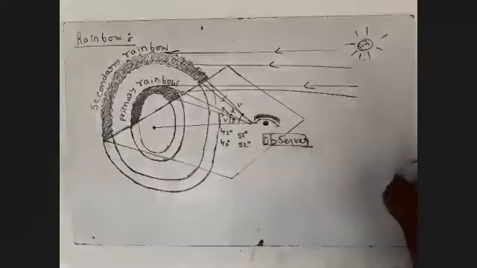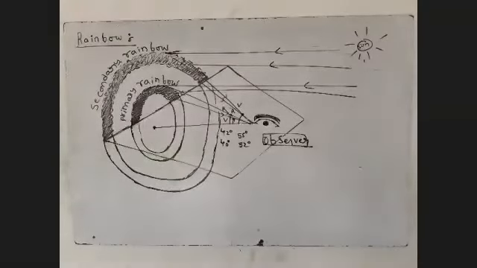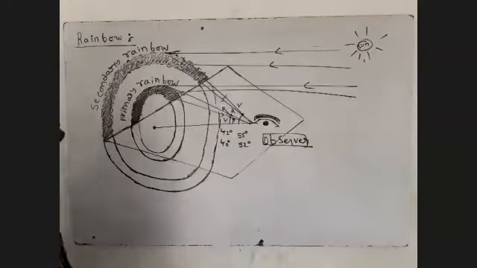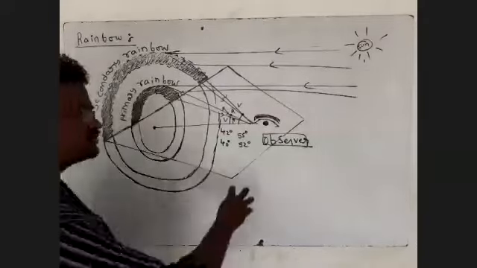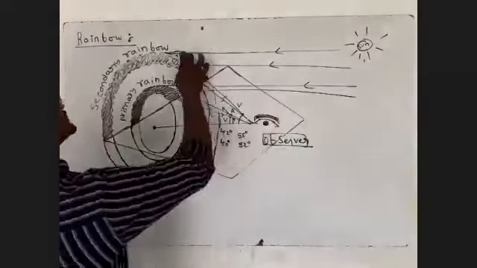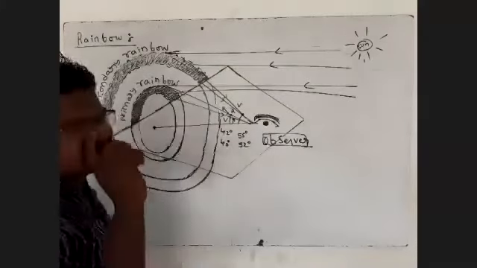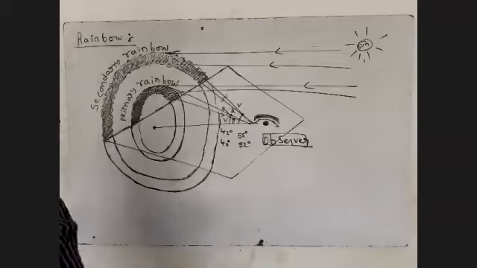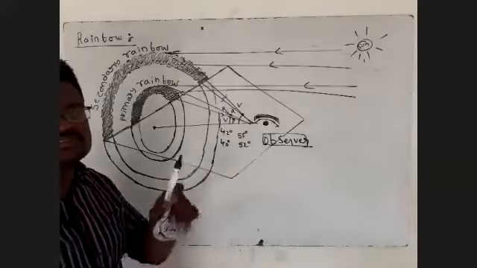So how does it form? That I'm going to explain. How does a rainbow form? This is how you practically see it. Suppose, for example, you are on the ground. You are seeing the semicircular shape of the rainbow.